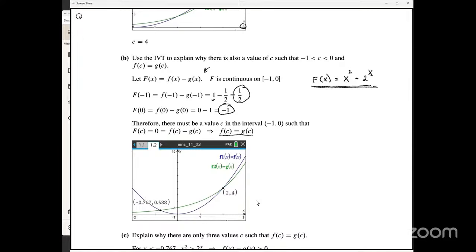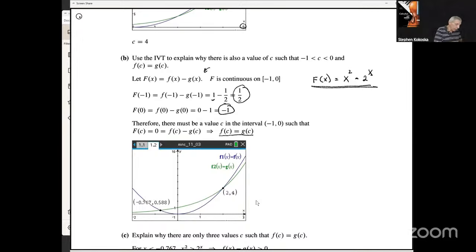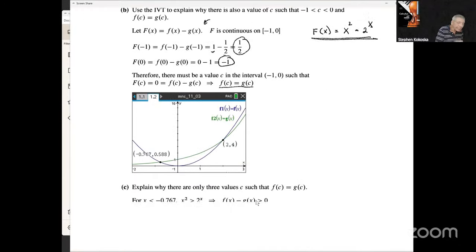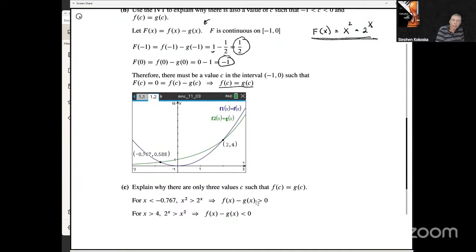So look, I'm going to find this value here between -1 and 0. I'm going to have to do this numerically or graphically. I did this on the graph screen. A lot of us like to work there.